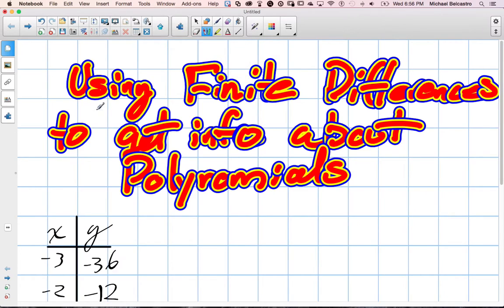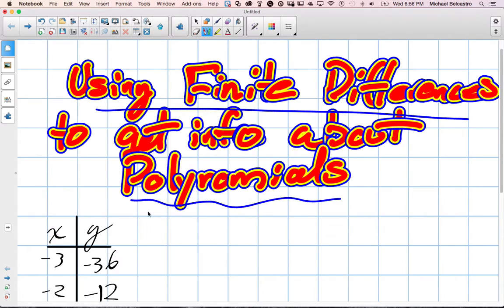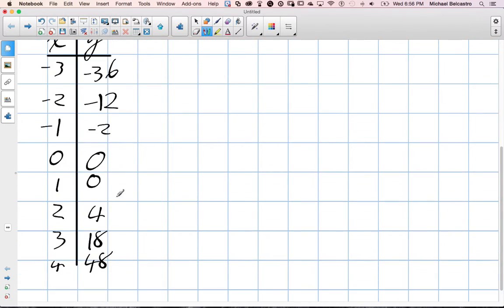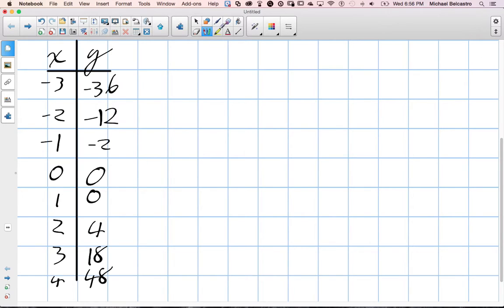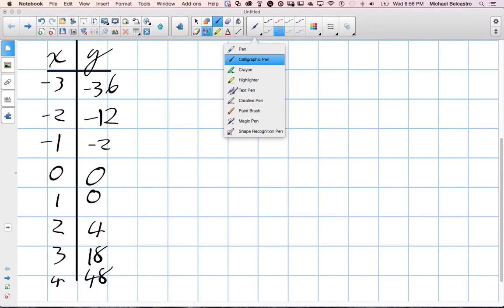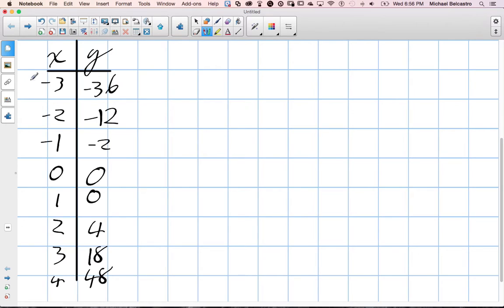Use finite differences. That's the idea of first and second and third differences to get info about whatever function or polynomial we're working with. So given a table of values, to find finite differences, the first thing we need to do is make sure that the change in all of the x coordinates is exactly the same. If that's not the case, then we can't do these first, second finite differences.